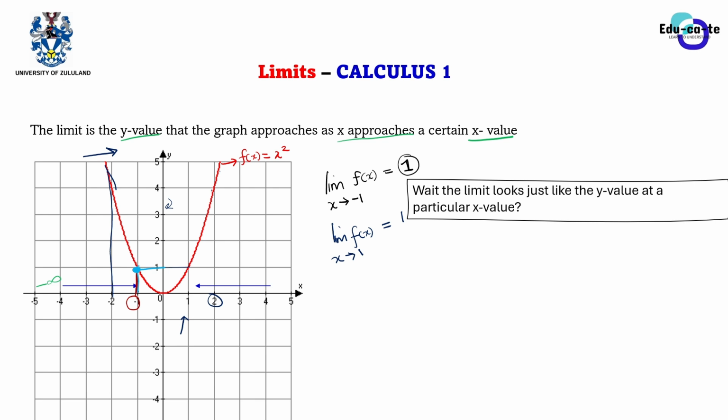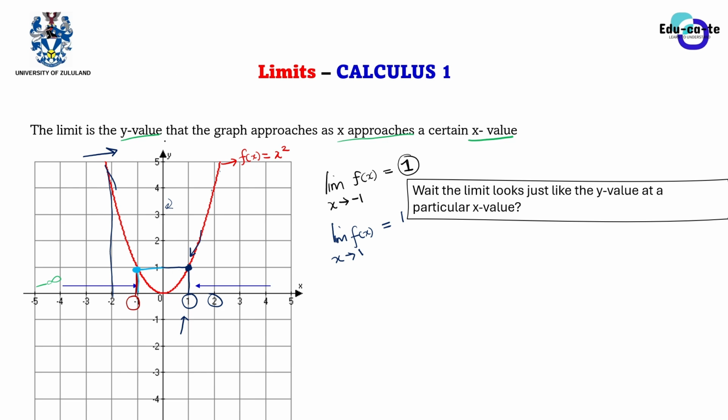And we have said that the limit as we approach -1 is also 1. So do you see that the limit is just the y value at a particular x value? If we continue here and ask, what is the y value when x is equal to 1? If you put this on your parabola, when x is equal to 1, y is also equal to 1. This is the same value that we are approaching as x approaches +1. So basically, the limit looks just like the y value at that particular x value. The limit is also a y value.